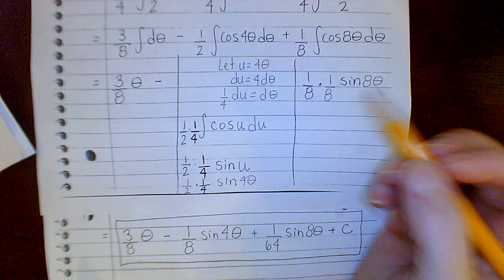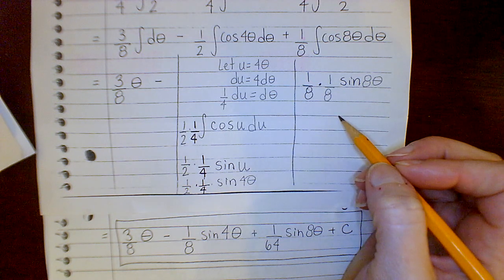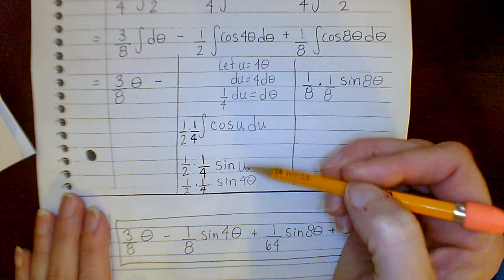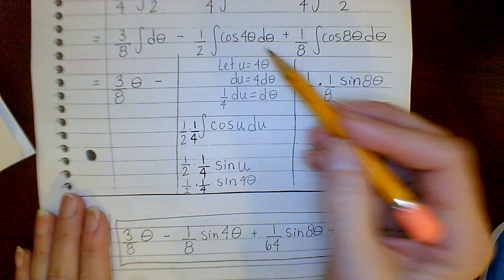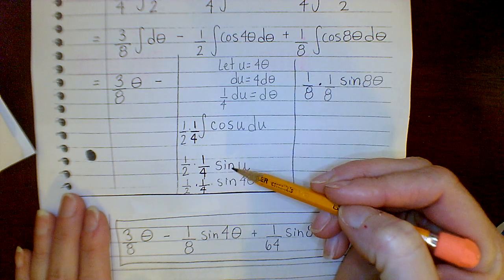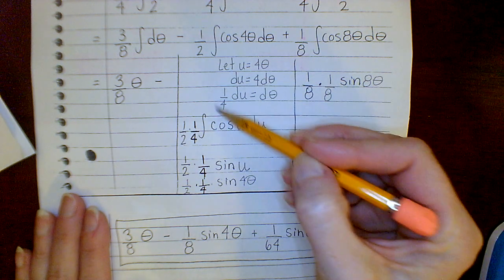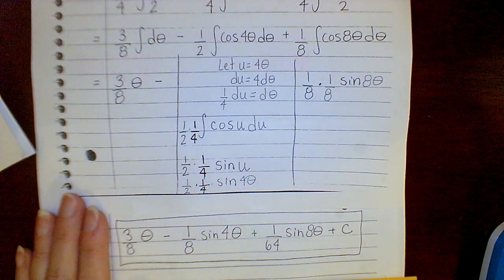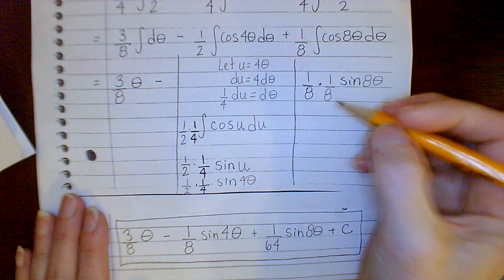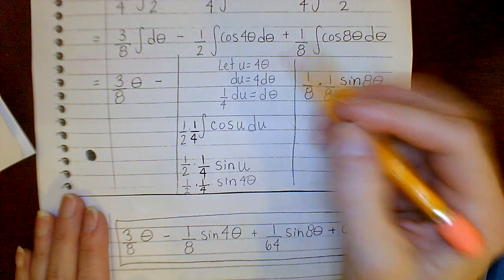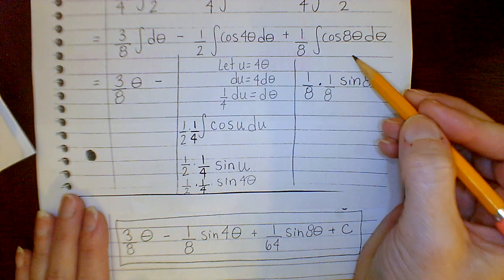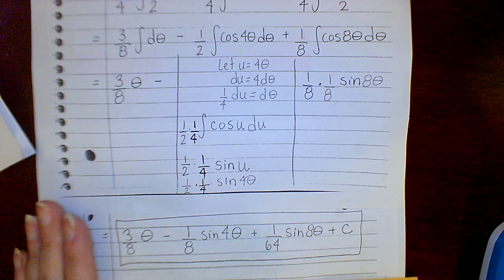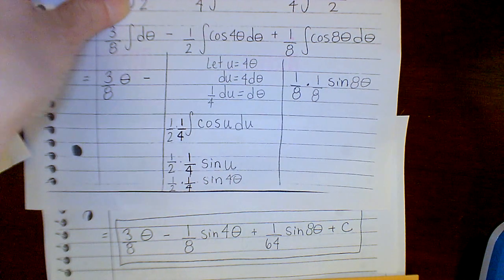So I did skip the u substitution here. I kind of reasoned out here that, hey, this is going to be the exact same thing, only I'm not going to have a 1/4. I'm going to have a 1/8 because that's an 8 theta. If you need to do from here to here, if you need to let u be 8 theta and go through that, go ahead.